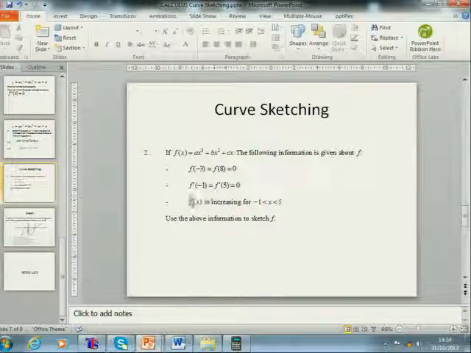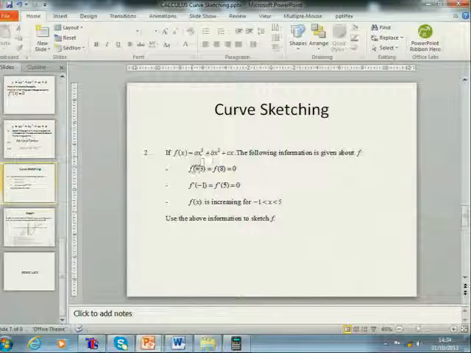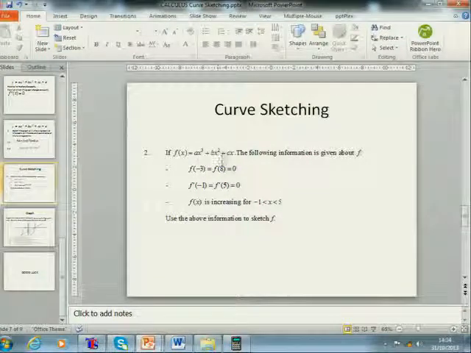In this case, we want you to sketch the curve. If f of x is equal to ax cubed plus bx squared plus cx, the following information is given about this graph. They say f of negative 3 is 8. And f prime, can you see that? F prime at negative 1 is equal to 0. Then f prime, the derivative at 5, is equal to 0. Then f of x is increasing for x greater than negative 1 and less than 5. So you'll be using this information to sketch your curve.